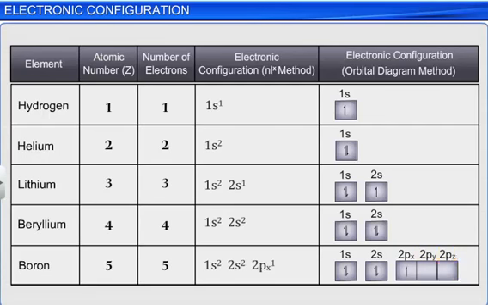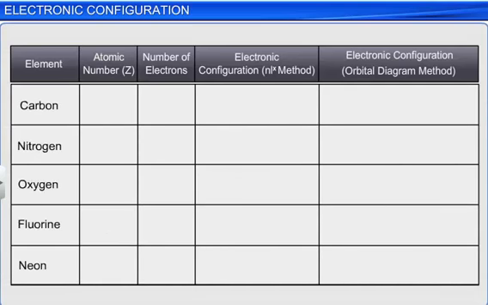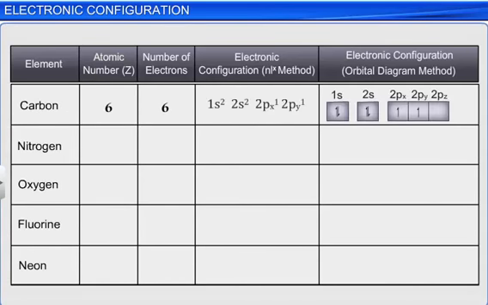However, conventionally we always fill 2px, 2py, and 2pz in that order. Carbon has 6 electrons. The first 4 electrons fill the 1s and 2s orbitals. The remaining 2 electrons will go to any 2 of the 3 2p orbitals in accordance with Hund's rule, and these will have parallel spins.